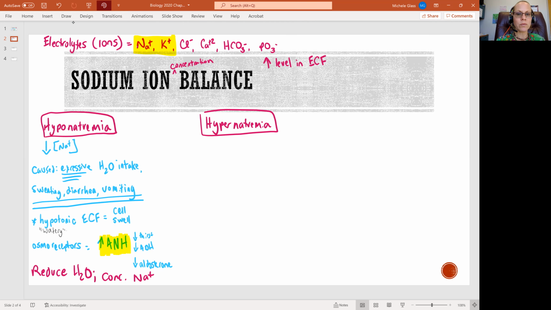If we take a look at the flip side, if we talk about hypernatremia, this means we have an excessive amount of sodium ion concentration. And this can be caused by excessive water loss.